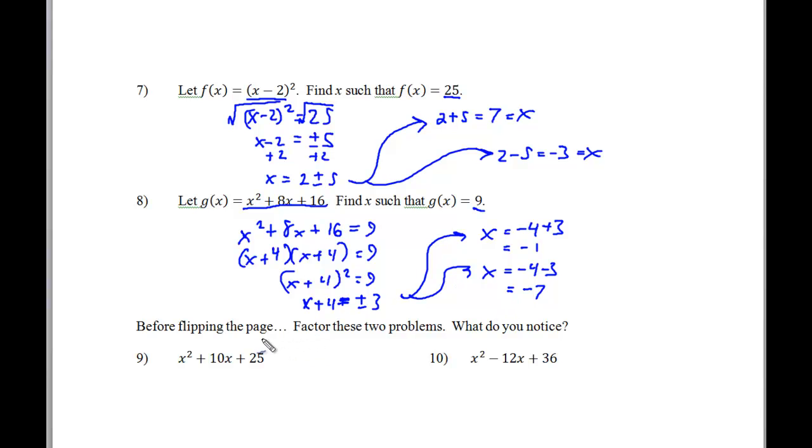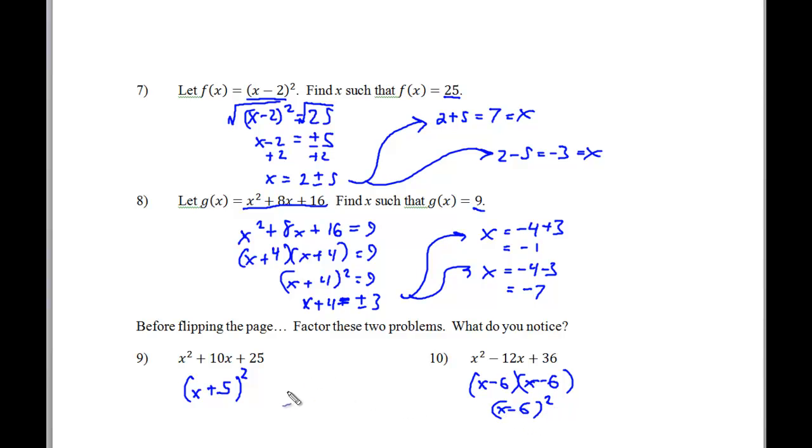Now it says here, before flipping the page, factor these two problems. And what do you notice? Well, what I'm noticing here is that I can factor this into something squared, because the two numbers that multiply to make 25 and add to make 10 are 5 and 5. And then here, the two numbers that multiply to make 36 and add to make negative 12 give x minus 6, or x minus 6 quantity squared.